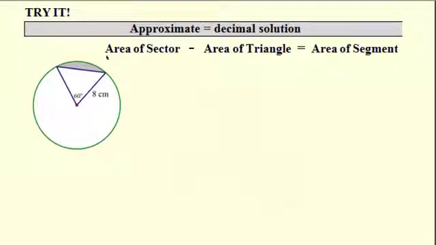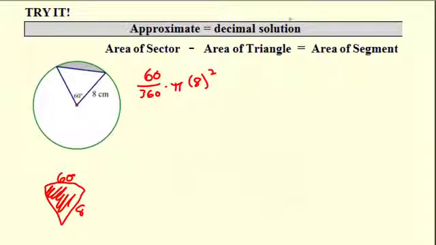Let's do this one. This is approximate. So I want to find the area of this segment. So I'm looking for the area of the segment. So I even wrote the formula up here. I'm going to find the area of the sector. So I'm looking for this piece of pie right here. It's an 8. It's got that 60-degree angle in it. So just find the area of that. It's going to be 60 over 360 times pi r squared.